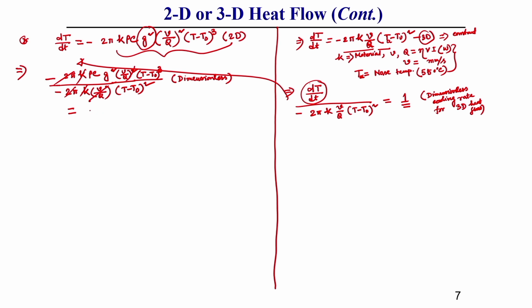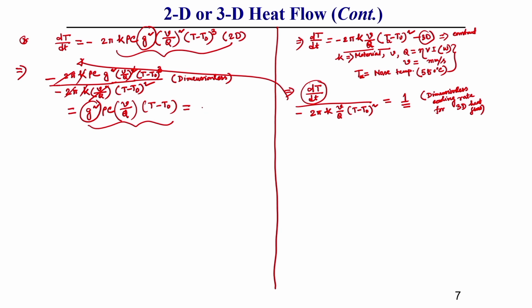So, what are the things we are getting? G square rho c, and another term is there, that is v by q, and T minus T0. These are the things we generally got, correct? So, this is also dimensionless, this is also dimensionless. This I am representing in terms of a function of g square, thickness square.